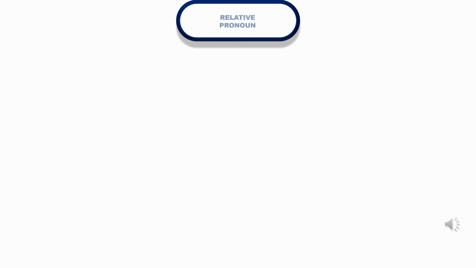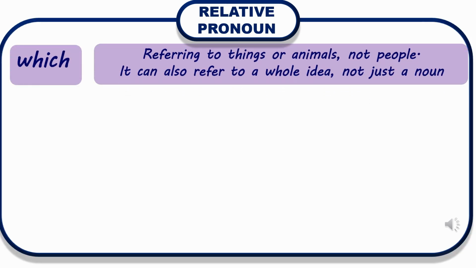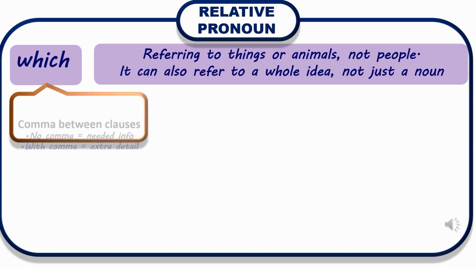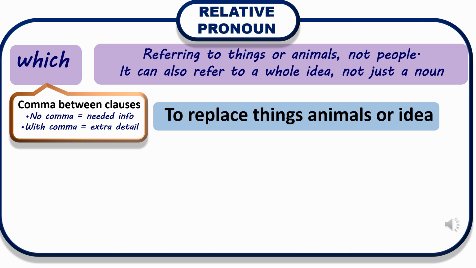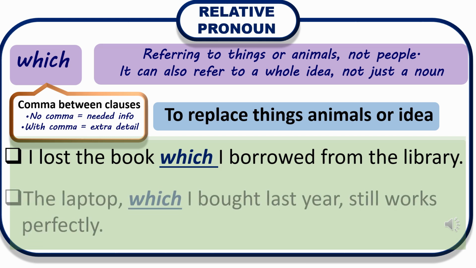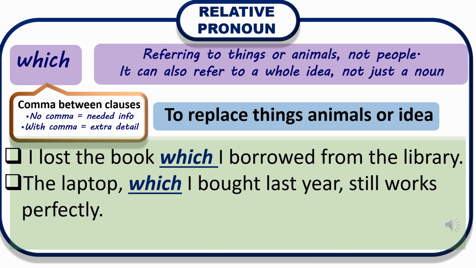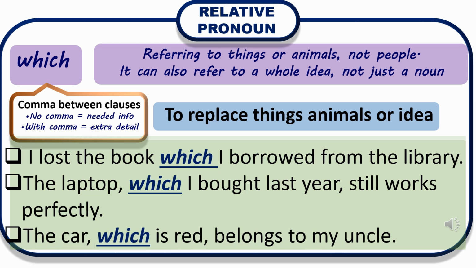Let's explore which, the relative pronoun for things, animals, or whole ideas. Key rules for which. Never used for people, use who and whom instead. Punctuation matters. No commas when essential info that you can't skip. I lost the book which I borrowed from the library. With commas when extra detail that can be removed and still the sentence is meaningful. The laptop, which I bought last year, still works perfectly. Examples, things, the car, which is red, belongs to my uncle. Whole idea, she passed the test, which surprised everyone.